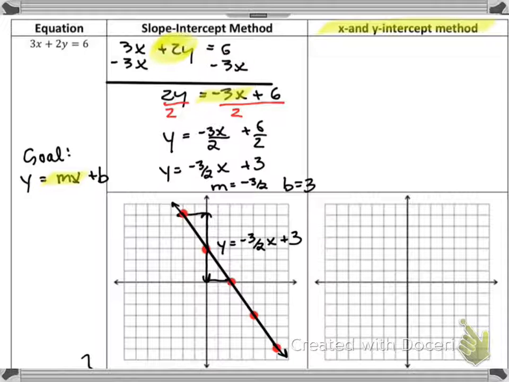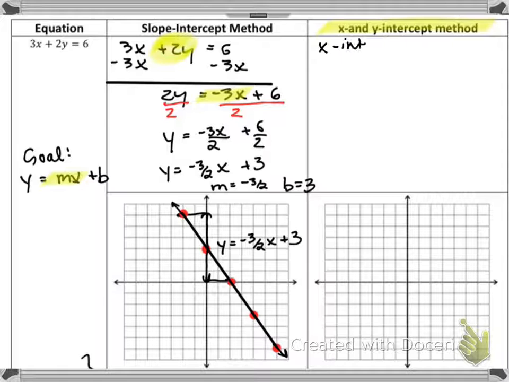As you can see here, this problem has already been worked through using the slope-intercept method. To see that work, please see the previous video that I posted. This time, we're going to do the exact same thing in that we're going to plot this equation. However, we are going to do it slightly differently.